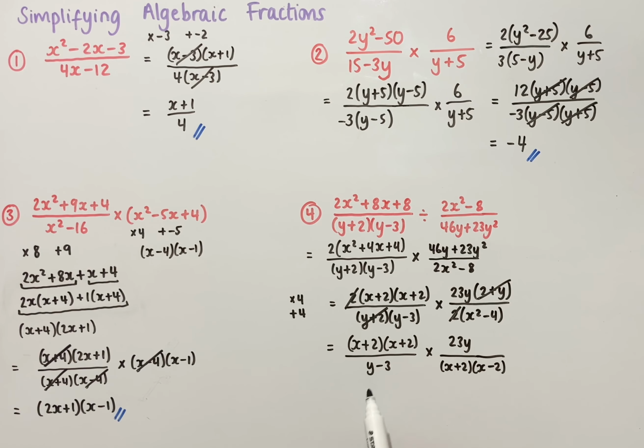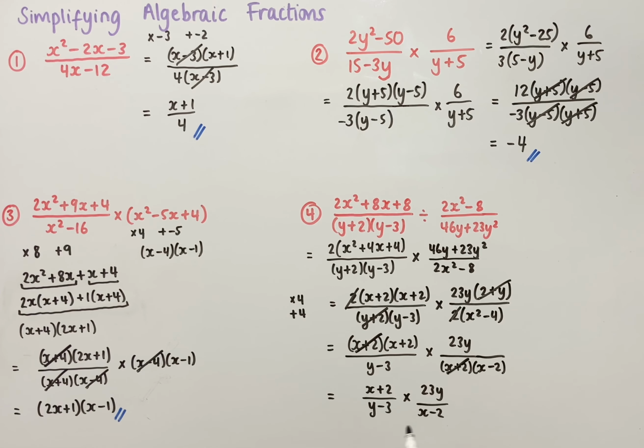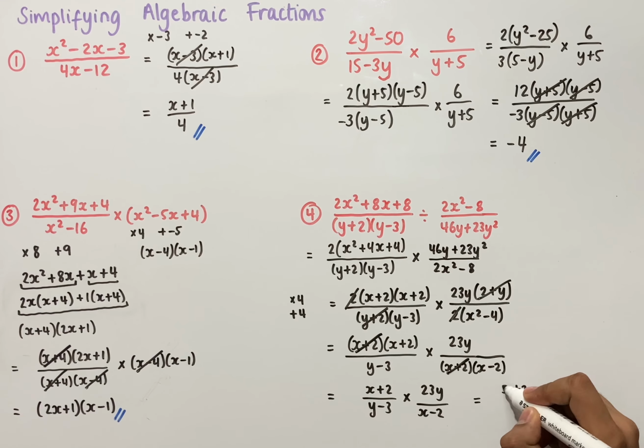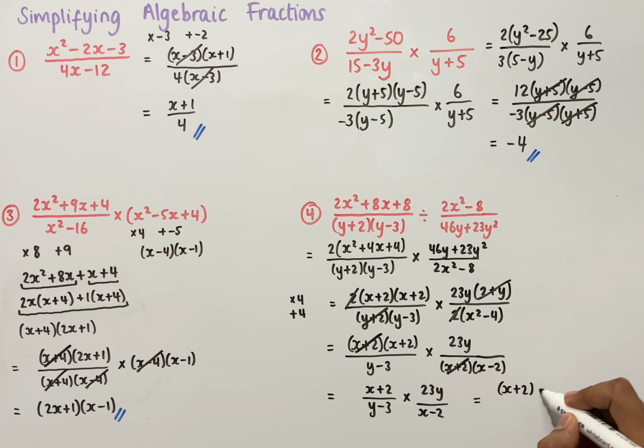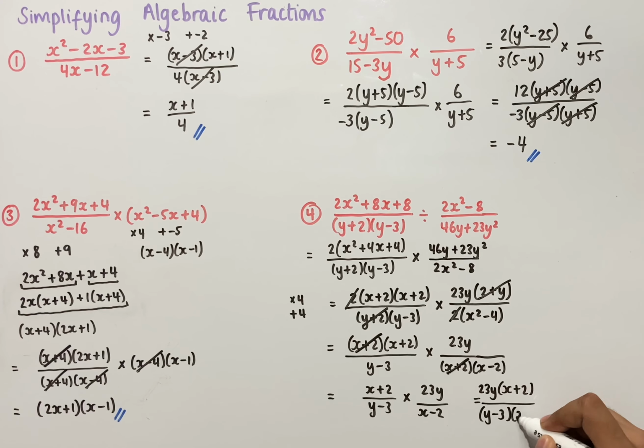And so cancelling further, we have x plus 2 in the numerator and x plus 2 in the denominator, so both terms cancel, and so we're left with x plus 2 over y minus 3 multiplied by 23y over x minus 2. Now, since there are no other terms that we can cancel, we can finally write this as x plus 2 in brackets multiplied by 23y, and so writing that in front, all over y minus 3 in brackets multiplied by x minus 2. And this would be our final answer for this example.